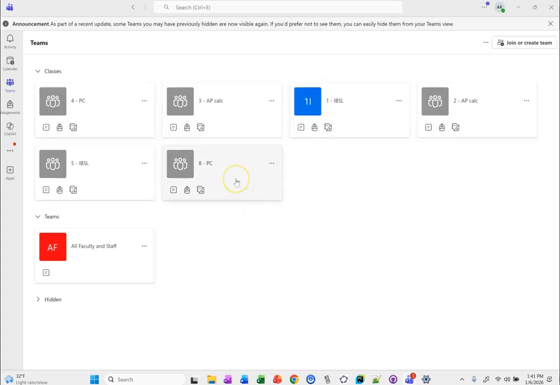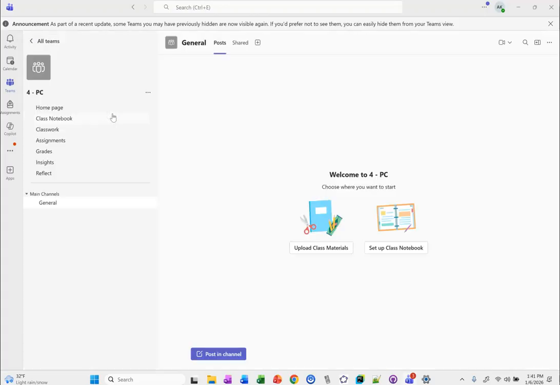Okay, you guys all see the 4PC, right? It's the first day. It's an A day. Click that tile that says 4PC. Okay, so you should be at a page that looks like this now. On the navigation panel on the left, you should see something that says Class Notebook. Click that.